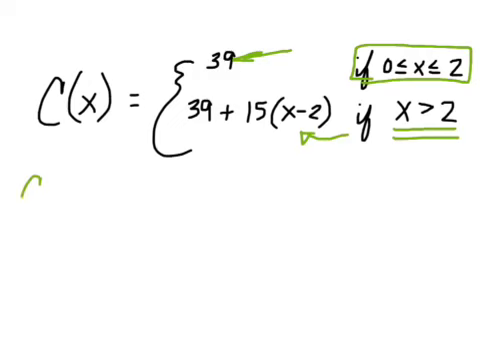So when they say C of 1.5, is 1.5 between 0 and 2? Yes, it is. So therefore, when I evaluate it, my bill is going to be $39.